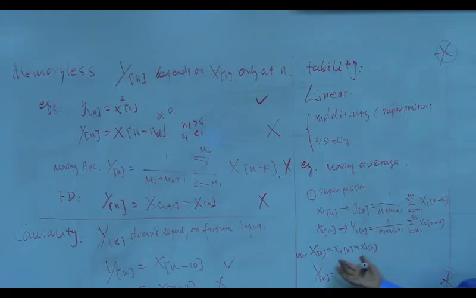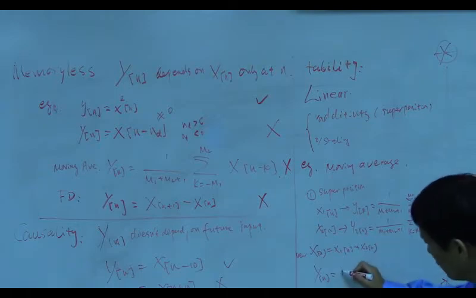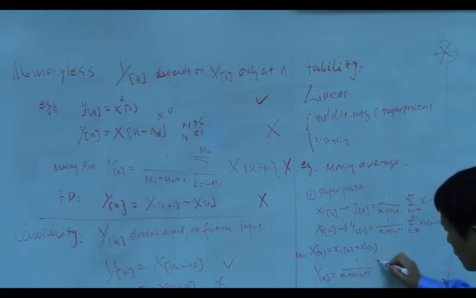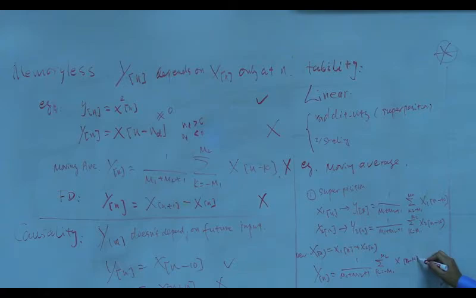We plug this input into the system. That one will equal 1 over M1 plus M2 plus 1, the sum over k from negative M1 to M2 of the new input x[n minus k], like this.